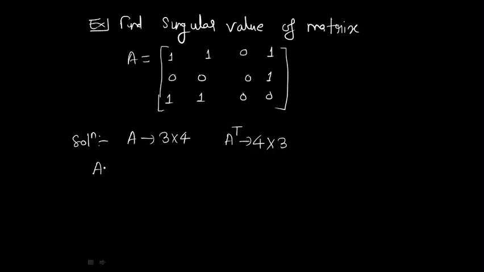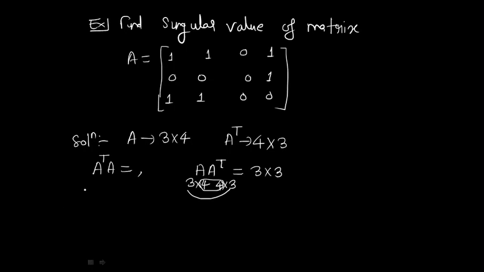So we will quickly find out what will be the size of A transpose into A as well as A into A transpose. So you can see here the size of A into A transpose: A is 3 by 4 whereas A transpose is 4 by 3. So removing this part, what we have is 3 by 3. So the size of A into A transpose is 3 by 3.